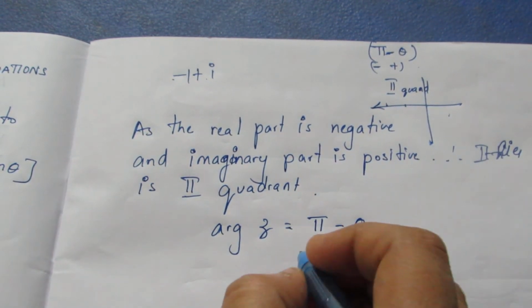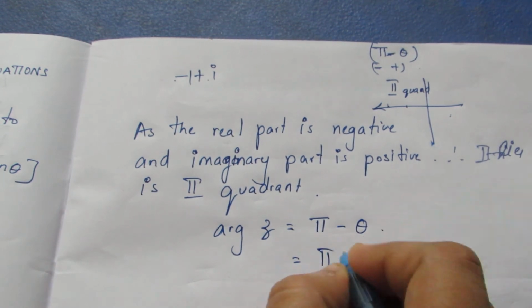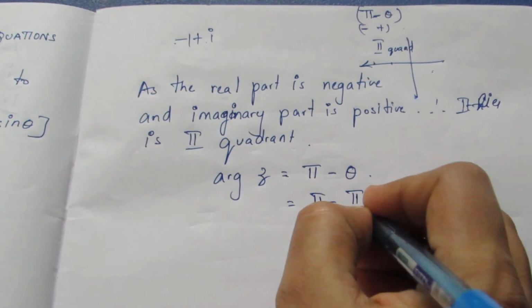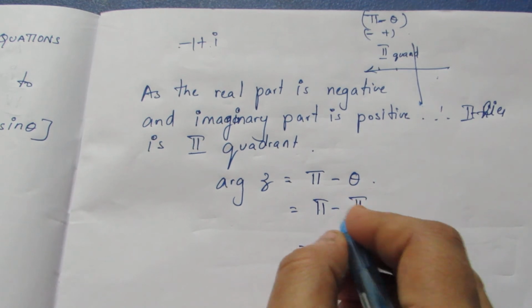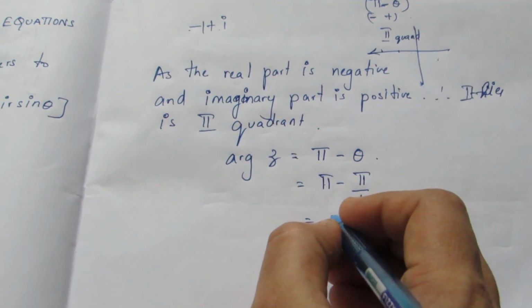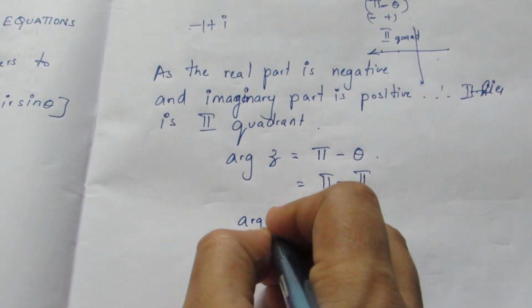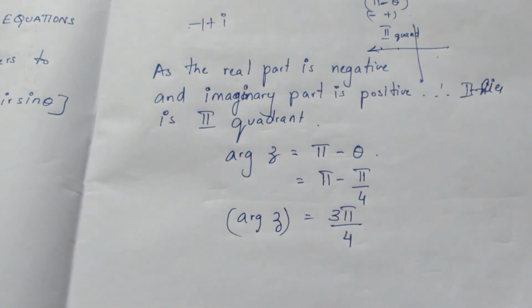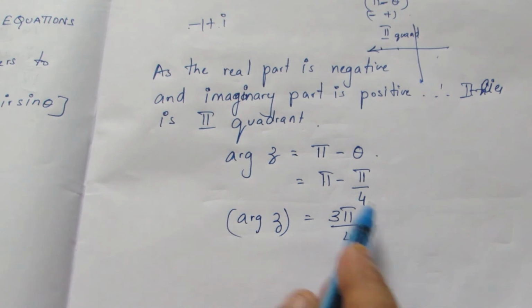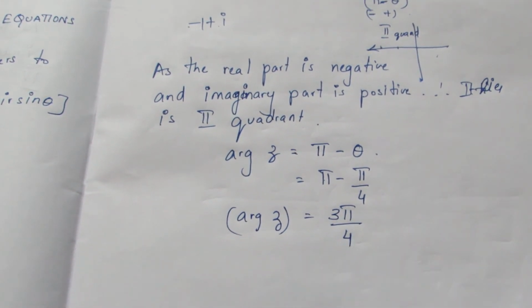Now substitute your theta value. Theta value is pi by 4. Substitute it here: pi minus pi by 4. Taking LCM, this becomes 4 pi minus pi, which is 3 pi by 4. So we have found the argument of z is 3 pi by 4. This is the value we need to substitute.